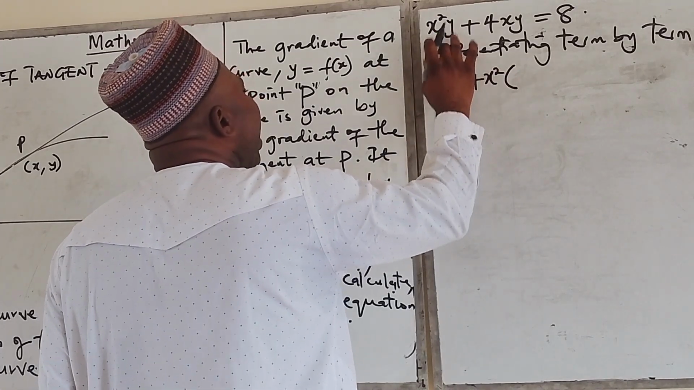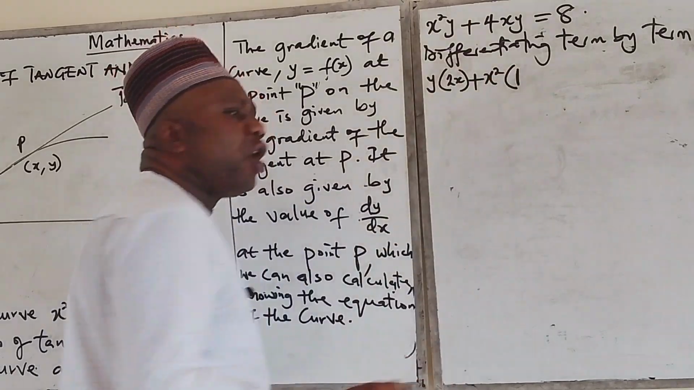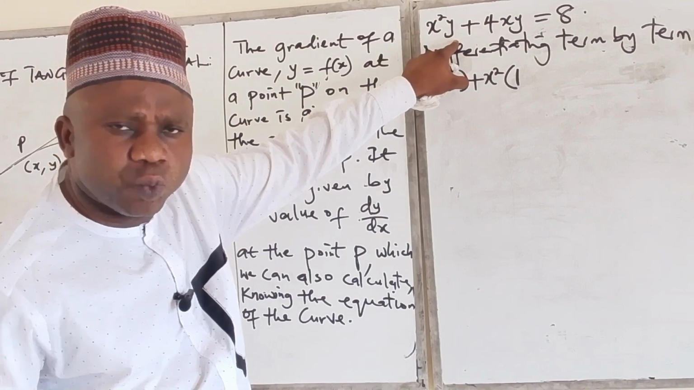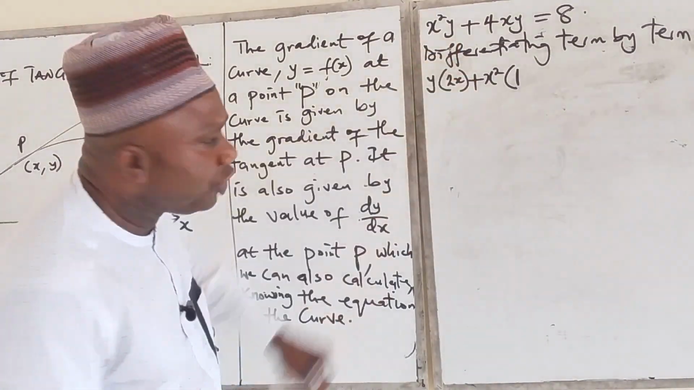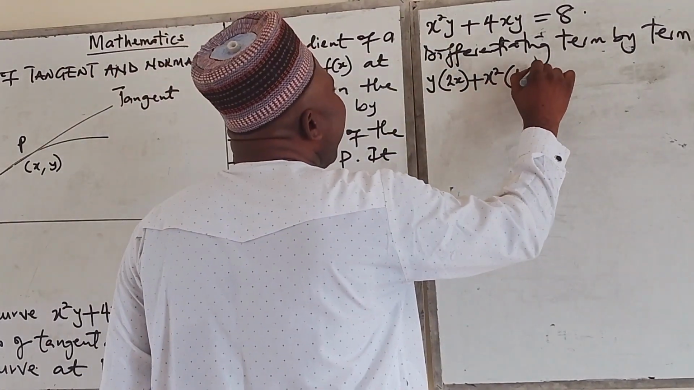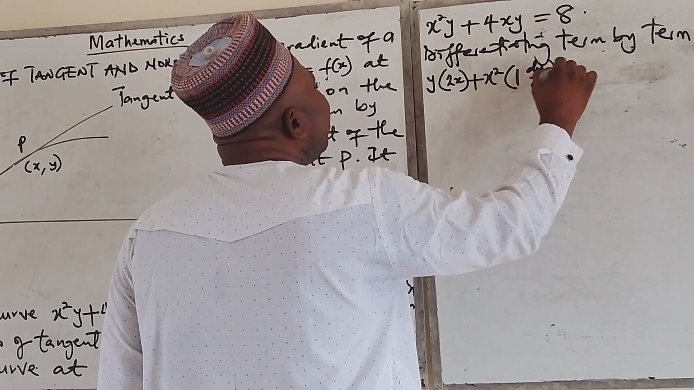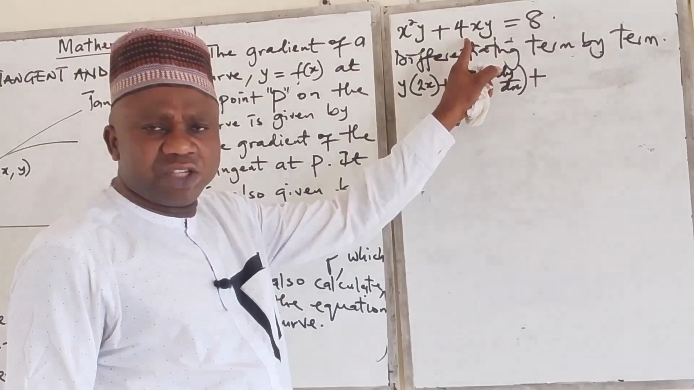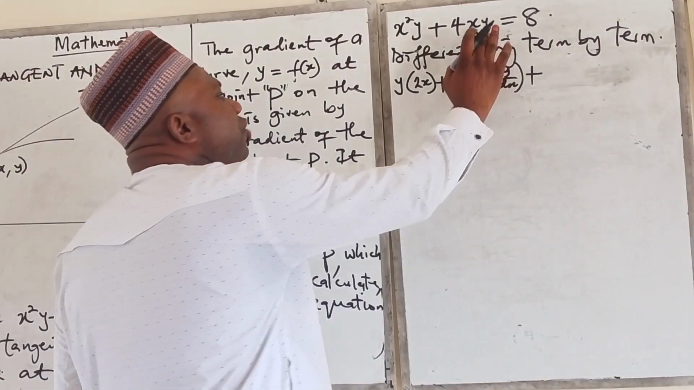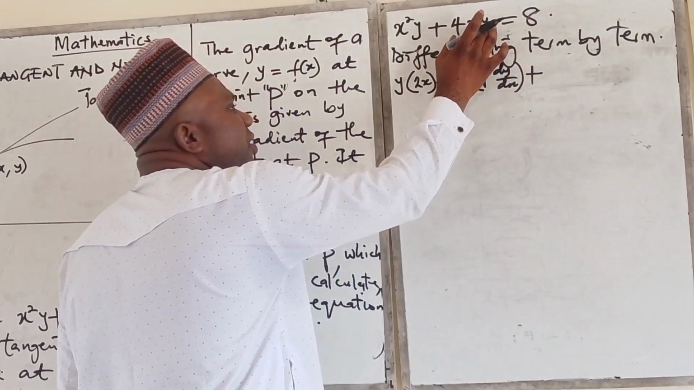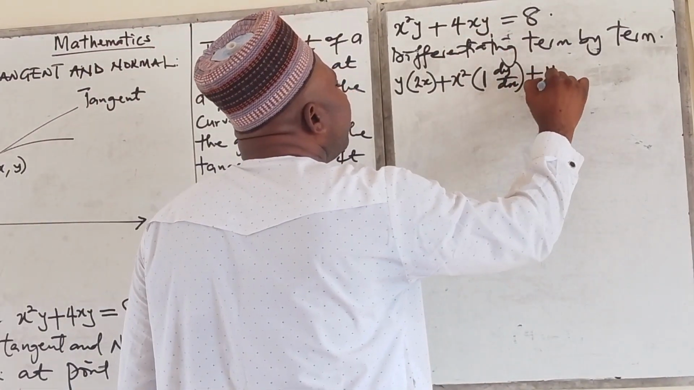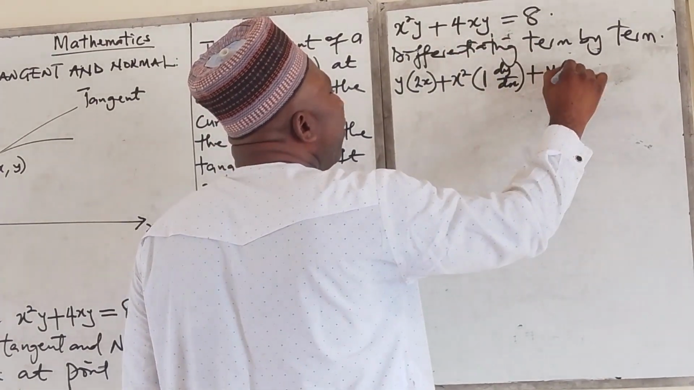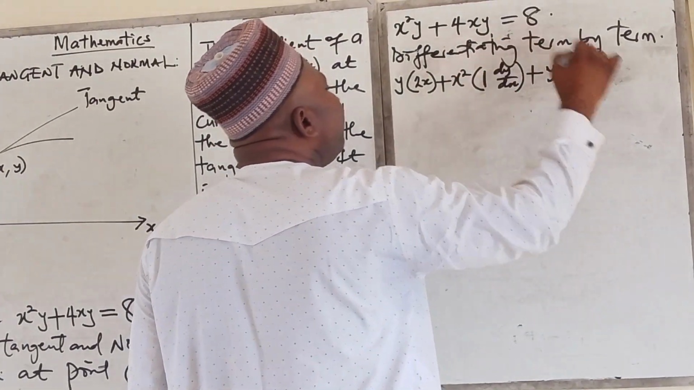Now when you differentiate y, it gives 1. But because we are differentiating with respect to x, whenever you differentiate y, you follow it up with dy dx. So here we have dy over dx. Then here we have plus, another product of two functions, 4xy. So here our v is y and our u is 4x. Now you pick v, which is y, and you differentiate u. When you differentiate 4x, it gives 4, plus you pick 4x.